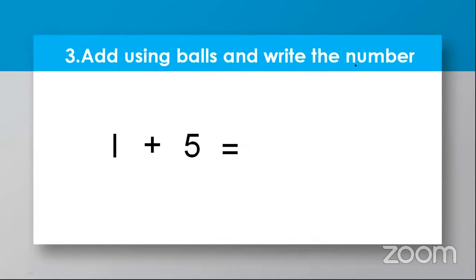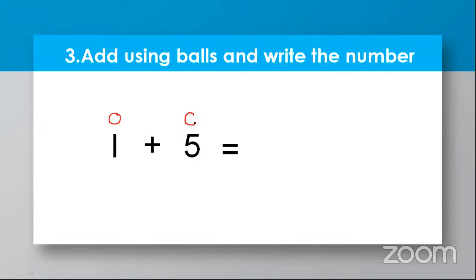What does that mean? It means you draw balls for each number. For example, this is number 1. How many balls should I draw for number 1? 1. So you draw 1 ball for number 1. And this is number 5. How many balls should I draw for number 5? 5 balls. Okay, as I draw, I want you to count with me.